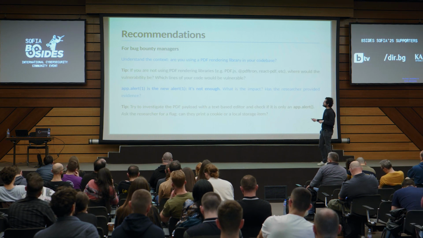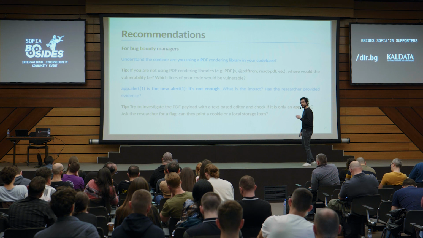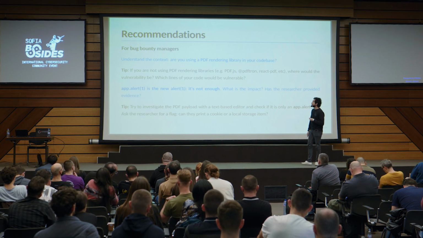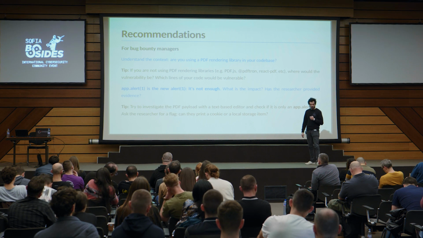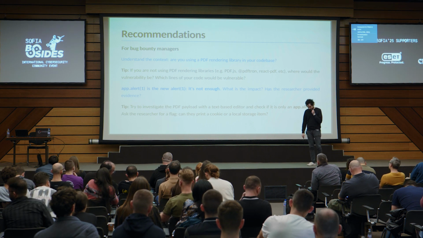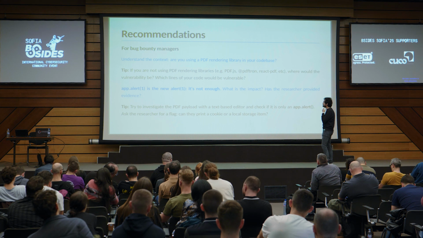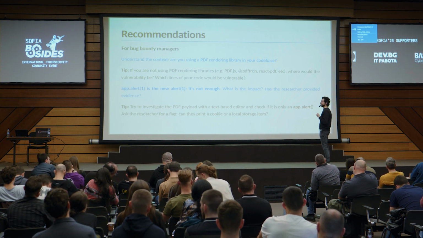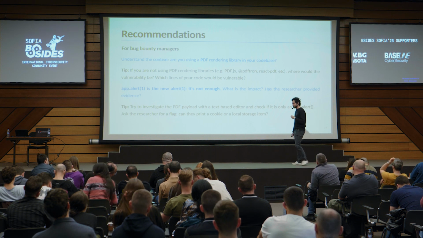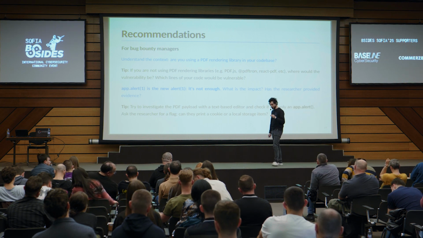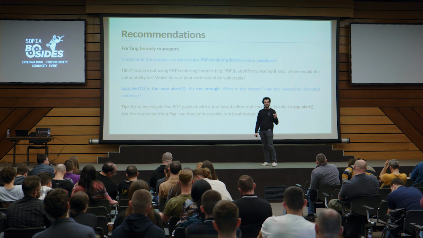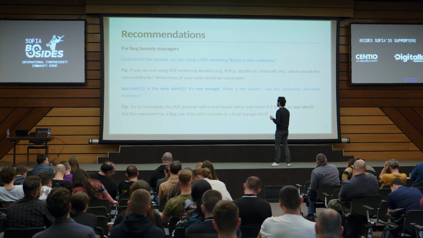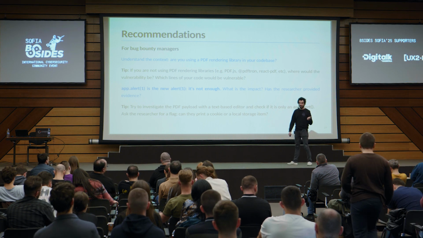But there are also some recommendations for developers, open source maintainers, for example, or bug bounty managers. So if you receive this kind of report, maybe it's better to ask for more details. For example, how can you have received a report of a cross-site scripting vulnerability in a PDF visualization if your code base has no library to render PDF? Where is the vulnerability in your code? Probably you are not vulnerable.